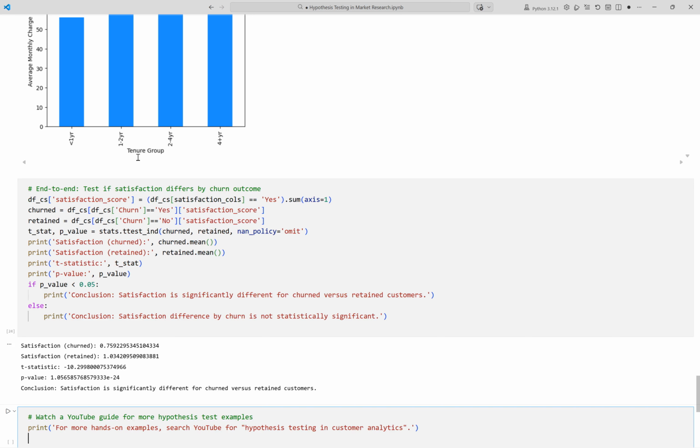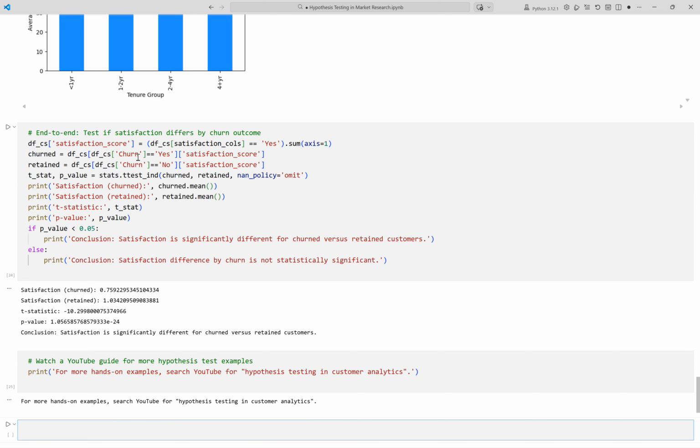Running the cell now. This message reminds you to explore additional practical tutorials on YouTube to deepen your understanding of hypothesis testing in customer analytics. It's a prompt to supplement this lesson by seeing diverse examples, helping reinforce the core concepts like checking group sizes and proper data handling. This supports the lesson's intent to build confidence in applying hypothesis tests correctly using real survey data.